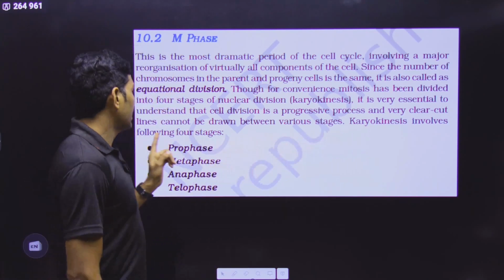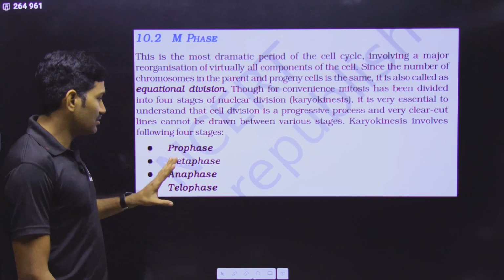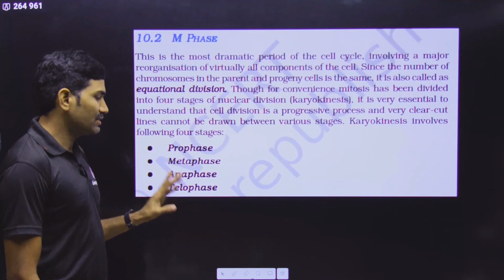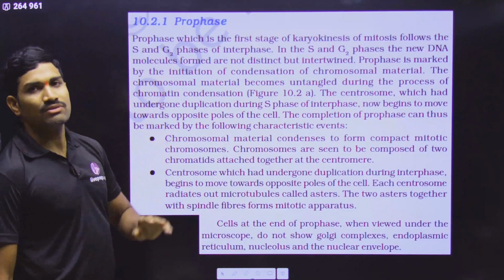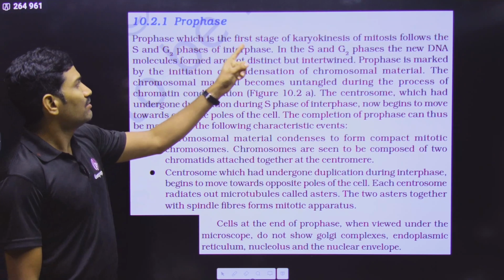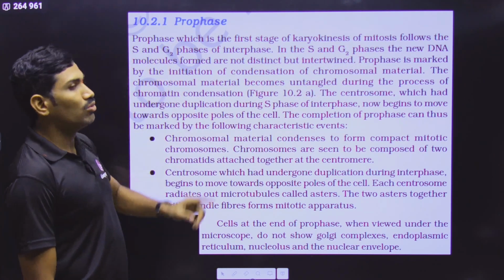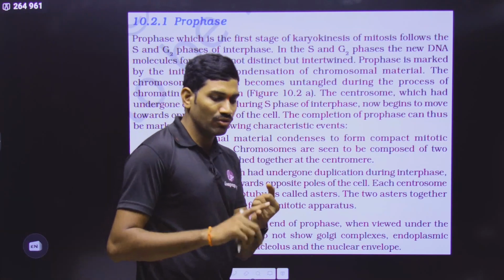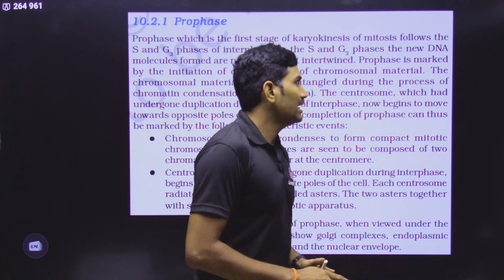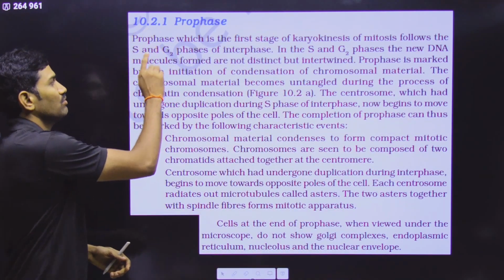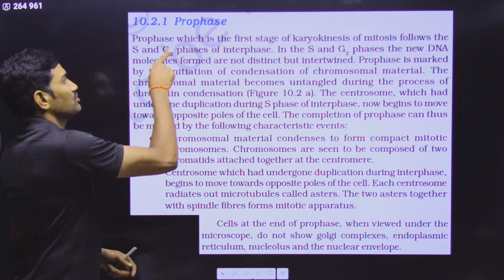Okay, next one. Karyokinesis has the 4 stages. Sequence is fixed: prophase, metaphase, anaphase and telophase. And first we are going with the prophase. Prophase, which is the first phase of karyokinesis of mitosis, it follows. I told you how to use the word follows and followed by. If they are saying about only one phase, then what you need to write? So this prophase follows G2 phase.